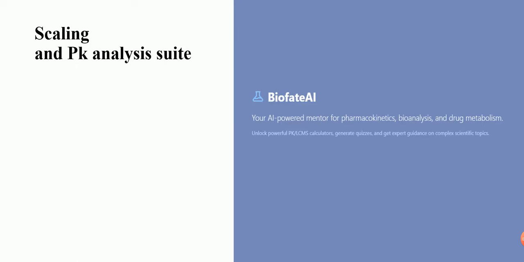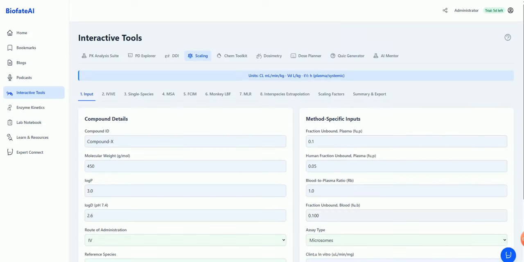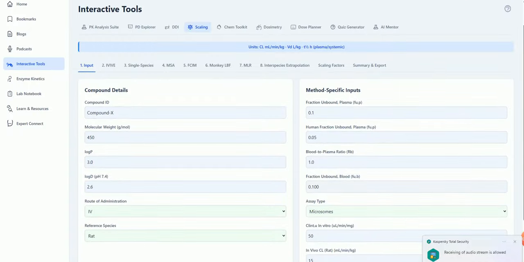Today, we're going to walk through a complete translational workflow, taking early preclinical data, predicting human pharmacokinetics, and simulating dosing regimens using our integrated suite of tools. We start in the scaling suite. This is found when you click on Interactive Tools on the left side of the navigator.